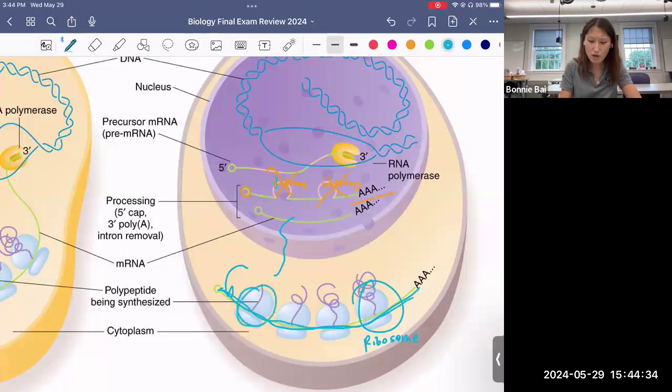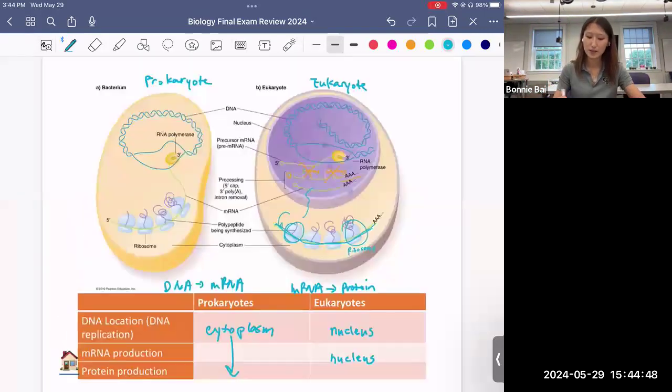And then this one ribosome, as it attaches to the mRNA, will read it and just go along, putting one amino acid after the next, and then eventually you'll have a full amino acid chain, and then it will fold into a protein. So this happens inside the cytoplasm, this very last step.